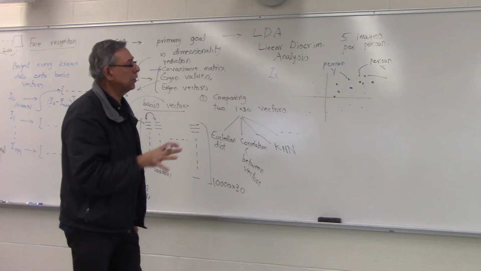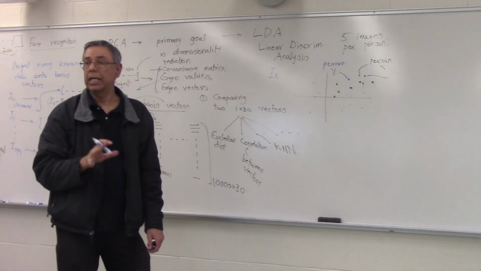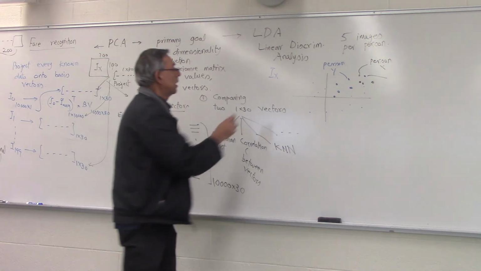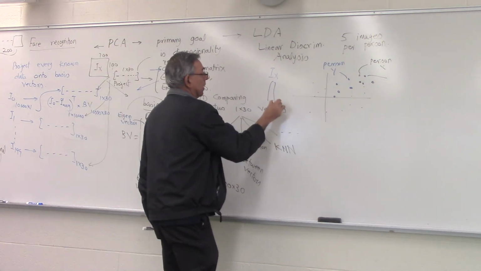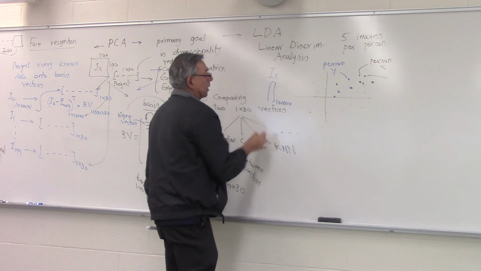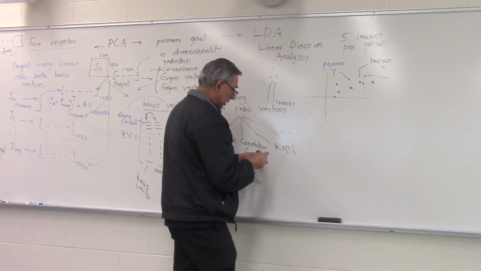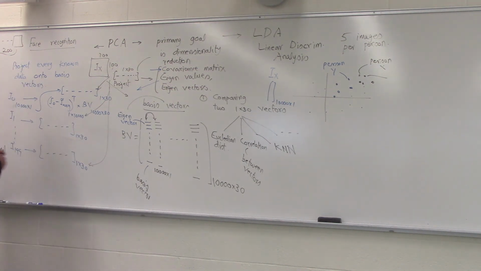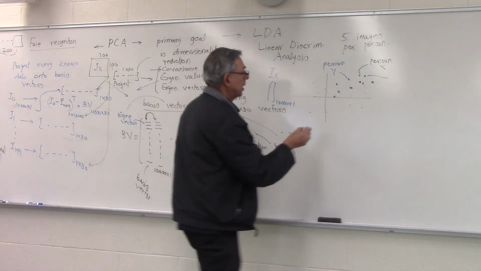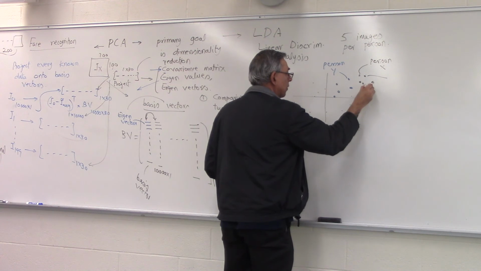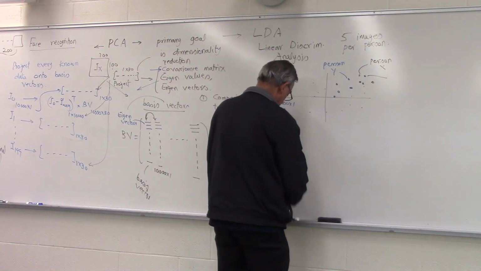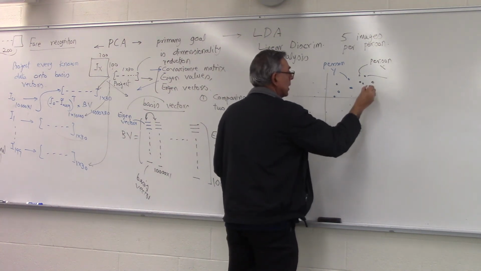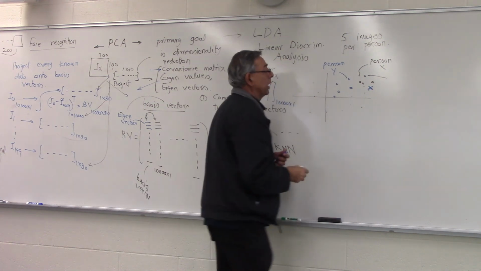Okay, one option is, don't worry even about the PCA. Simply convert it to a 10,000 by 1 vector. As we discussed, this will end up showing, let's say, a point over here. Okay, so suppose this is the point, right?